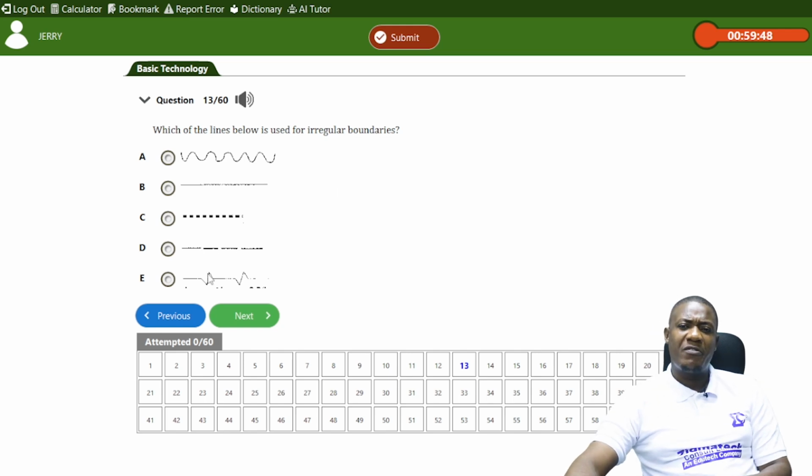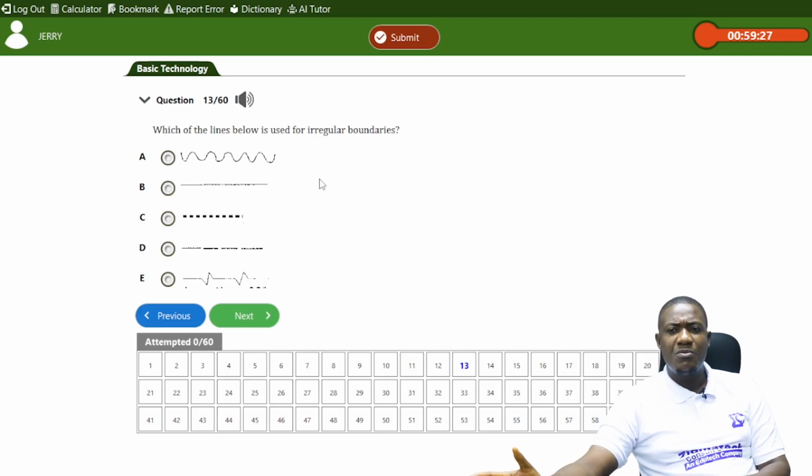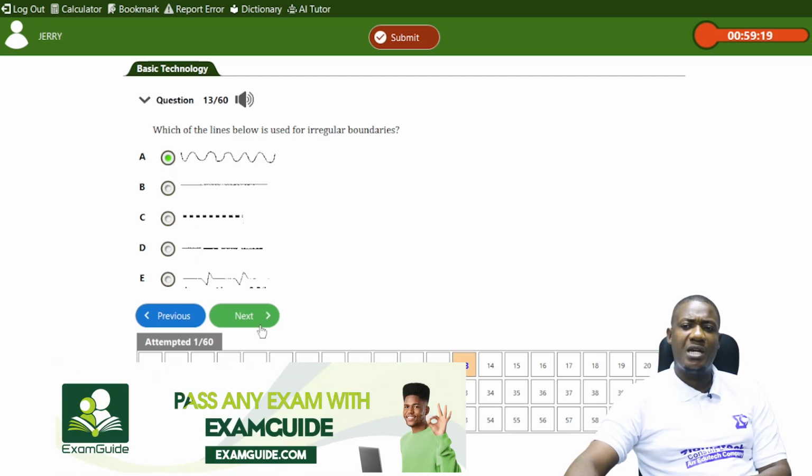We have different types of lines here. We have a line that has zigzag. We have the short dashes here. We have the thin short dashes. Then we have the wavy line. I already told you in the course of this class that these wavy lines are used for irregular boundaries. That's what we use to show boundaries between shapes or boundaries of shapes. We use wavy lines for that. So the right option here is option A.